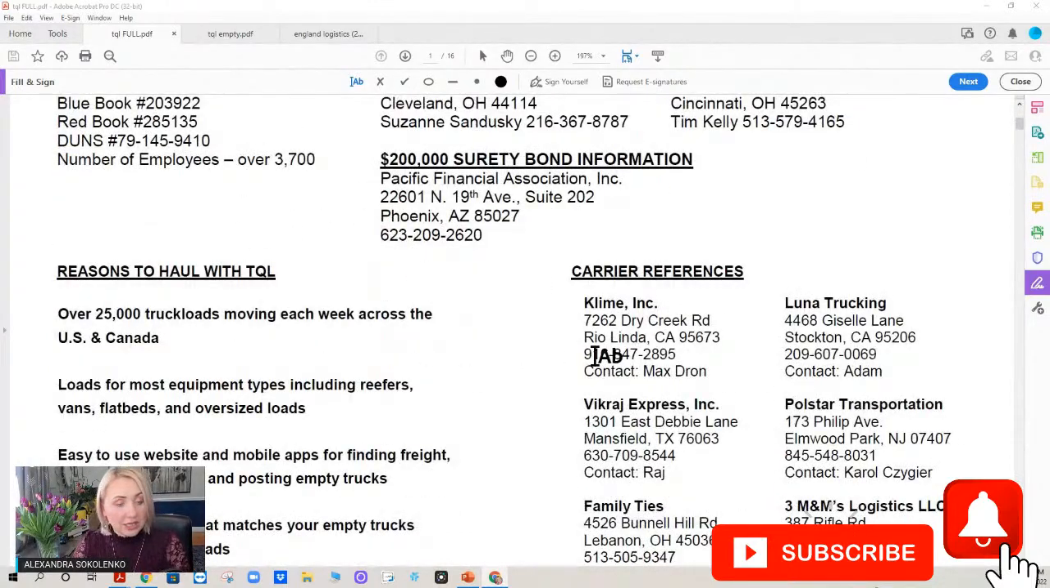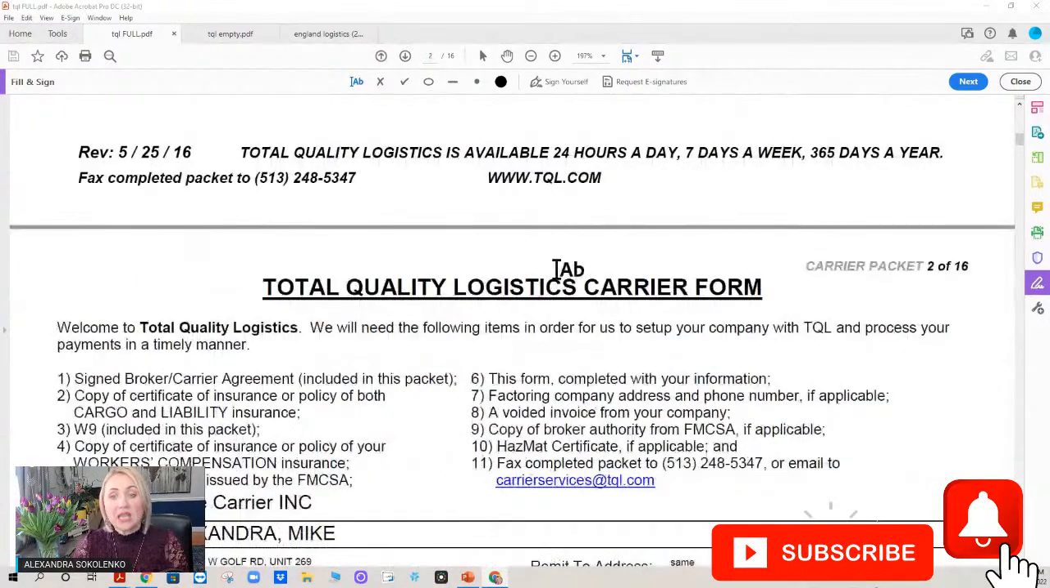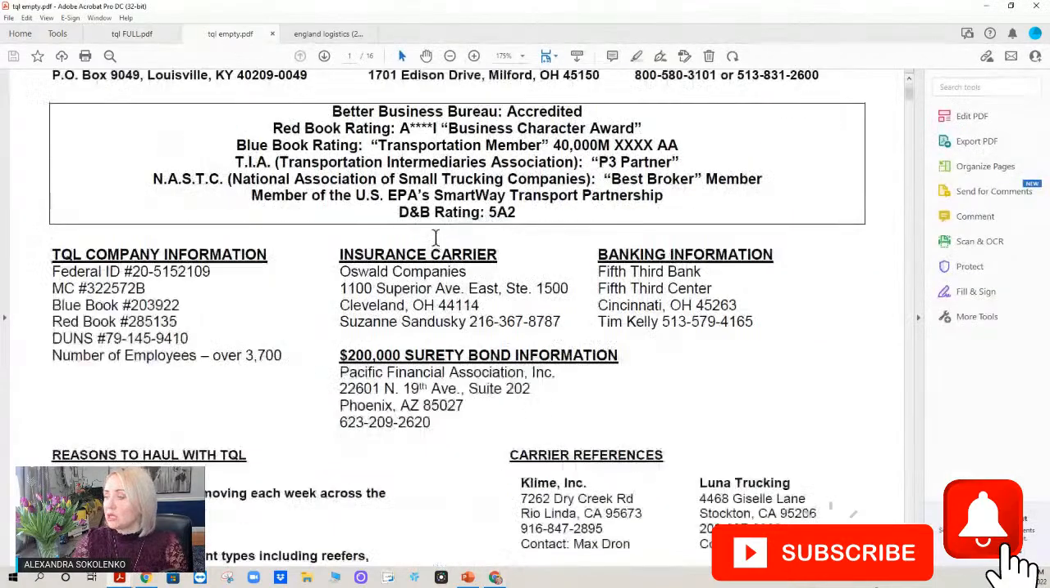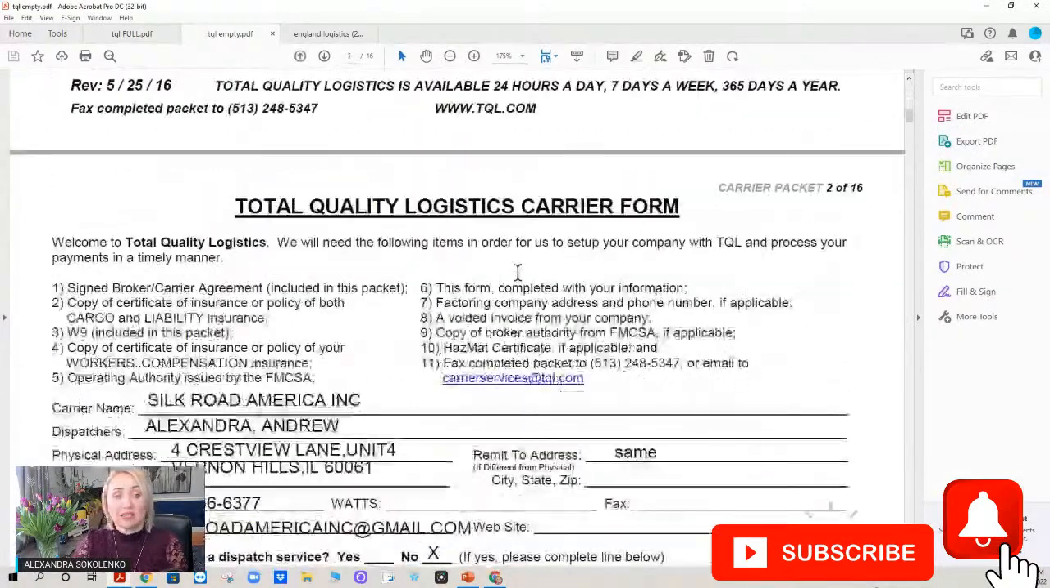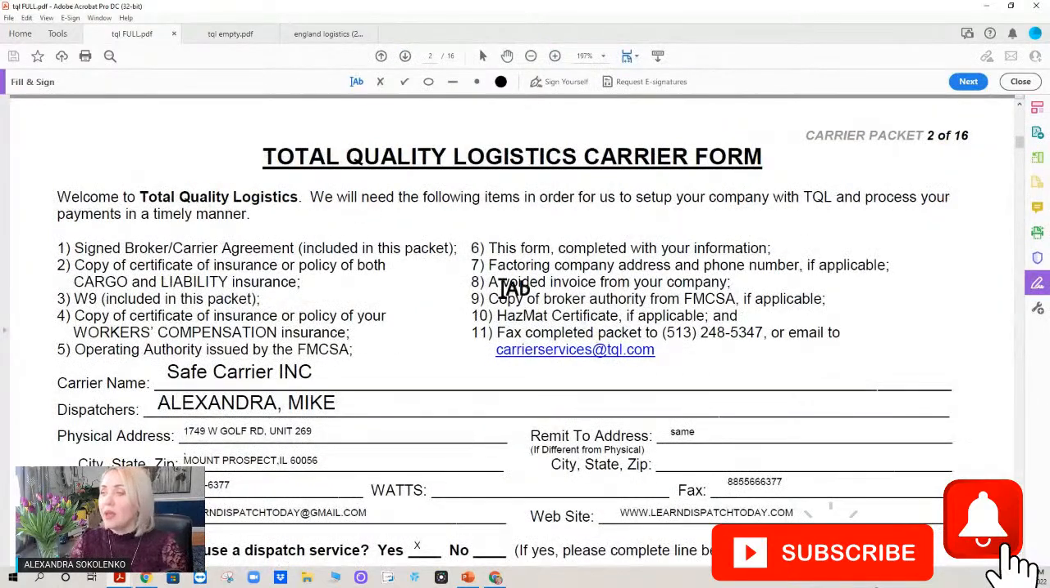So we call this cover page for what? For TQL as a broker. It's their cover page. And then we're going to scroll down. And here, we're going to see everything that we have to start filling out. So actually, I open already the one which I start filling out, right? So let me just switch to this one. This is the empty. So oh, this is not empty. Okay, let's do this. Okay.